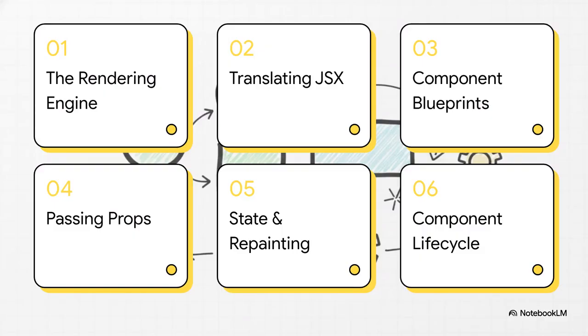Here is our roadmap for this explainer. First, the rendering engine, then translating JSX. Third, component blueprints. Fourth, passing props. Fifth, state and repainting. And finally, the component lifecycle.